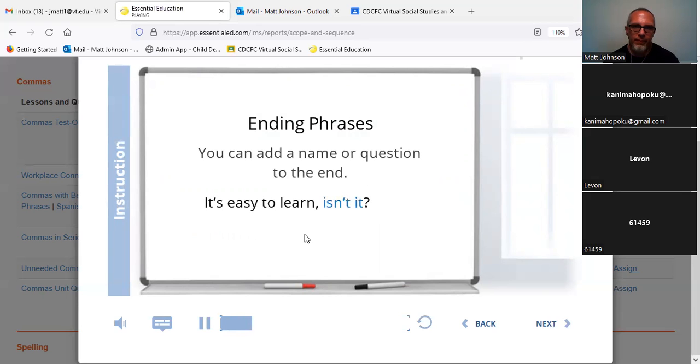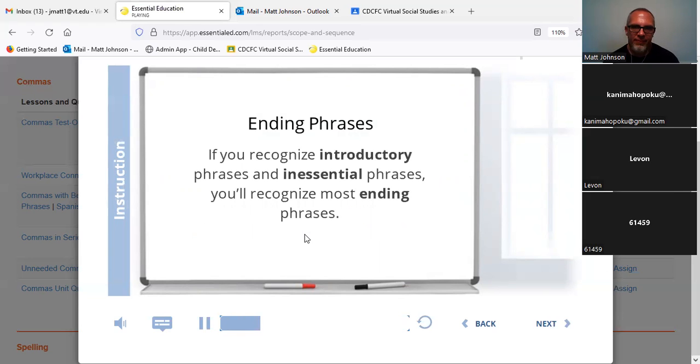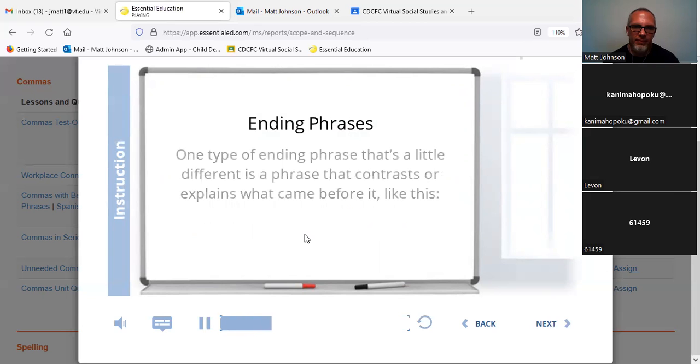It's easy to learn, isn't it? You're on time today, Martina. So, if you recognize introductory phrases and inessential phrases, you'll recognize most ending phrases. They're just extra phrases or words that go at the end of a sentence. One type of ending phrase that's a little different is a phrase that contrasts or explains what came before it, like this. He was uneducated, not stupid.